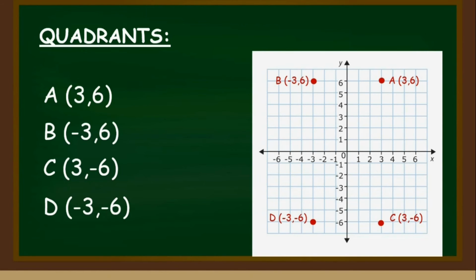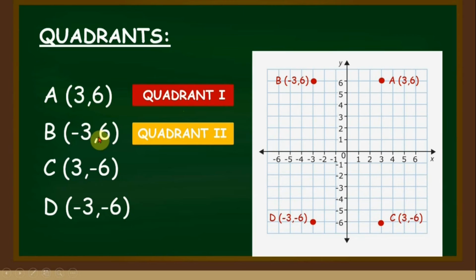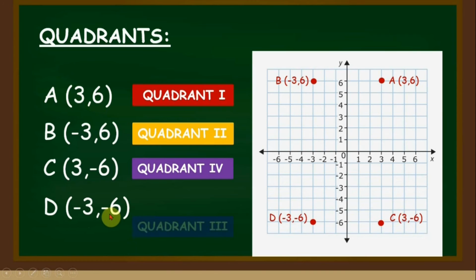Now, going back to our examples, point A, B, C, and D, we know that point A falls in quadrant 1 because x is positive and y is also positive. For point B, the x is negative and the y is positive. That is why it falls in quadrant 2. And for point C, the x is positive and the y is negative. That is why it falls in quadrant 4. And for the last point, which is point D, both x and y are negative. So that is why our point D falls in quadrant 3.